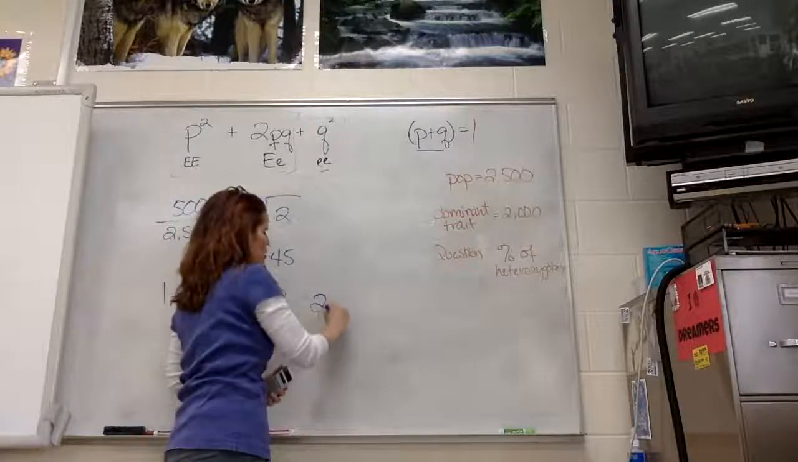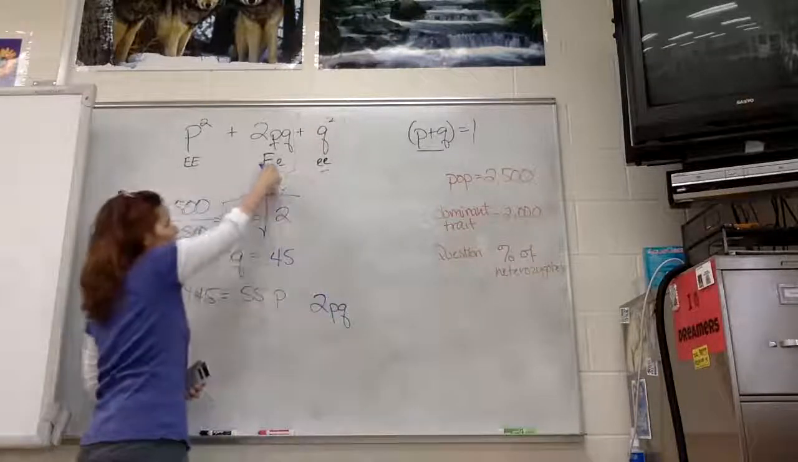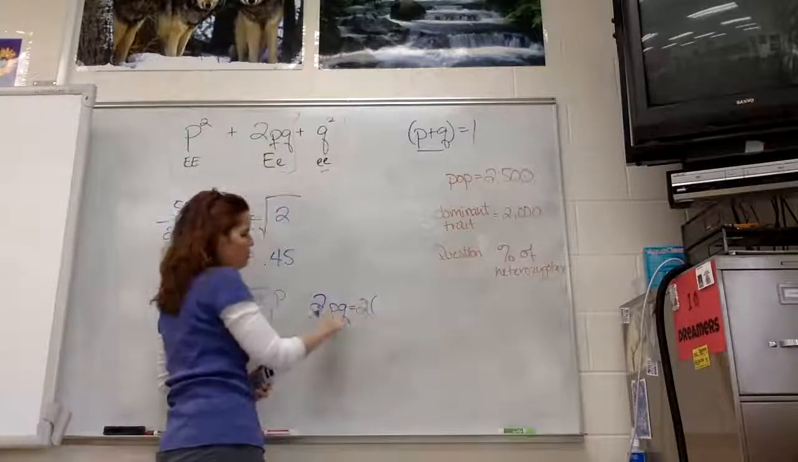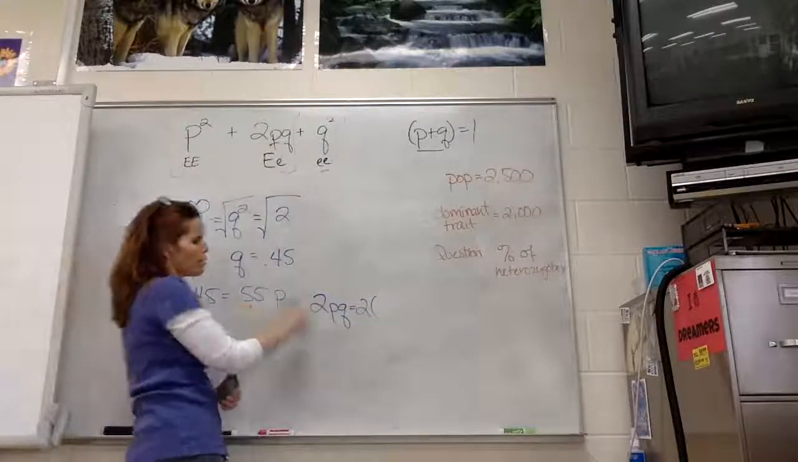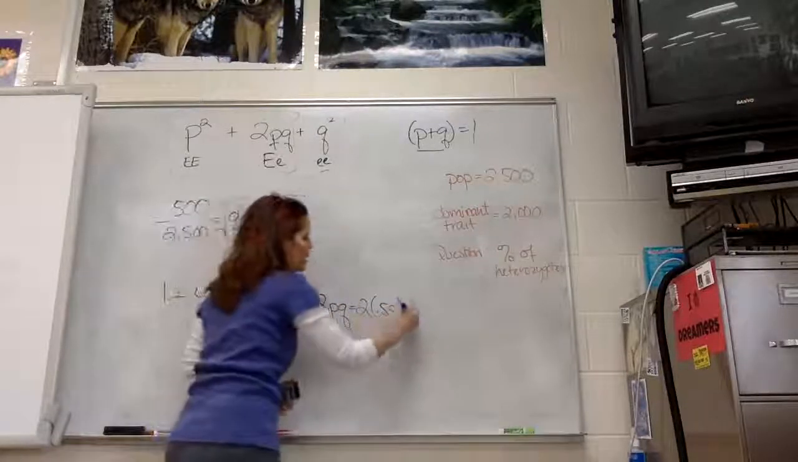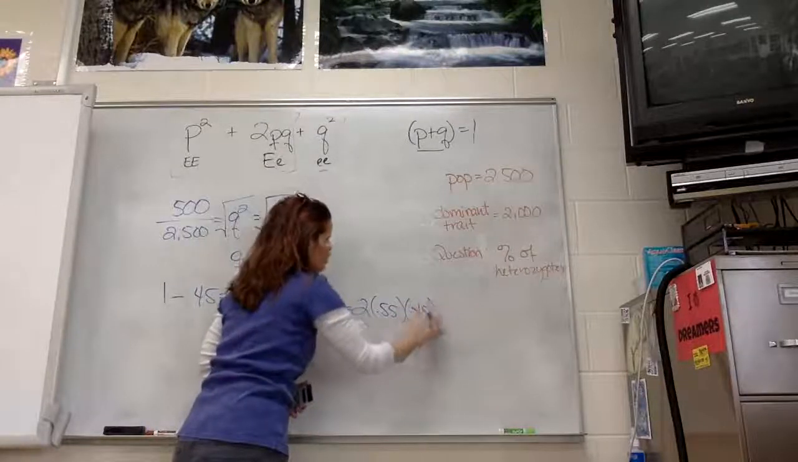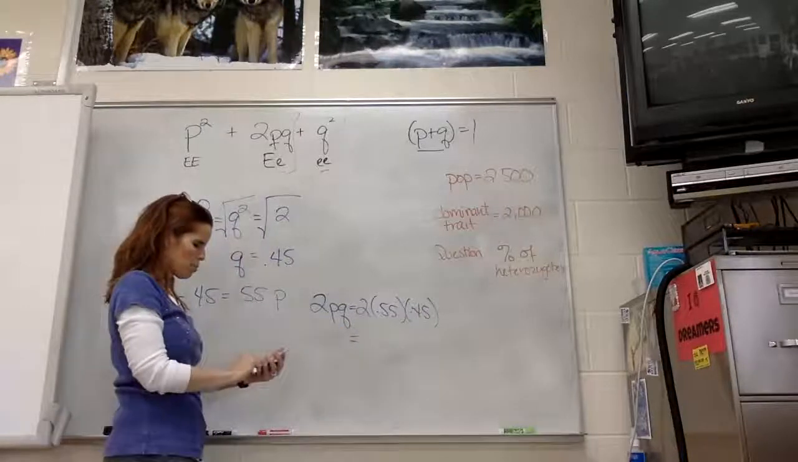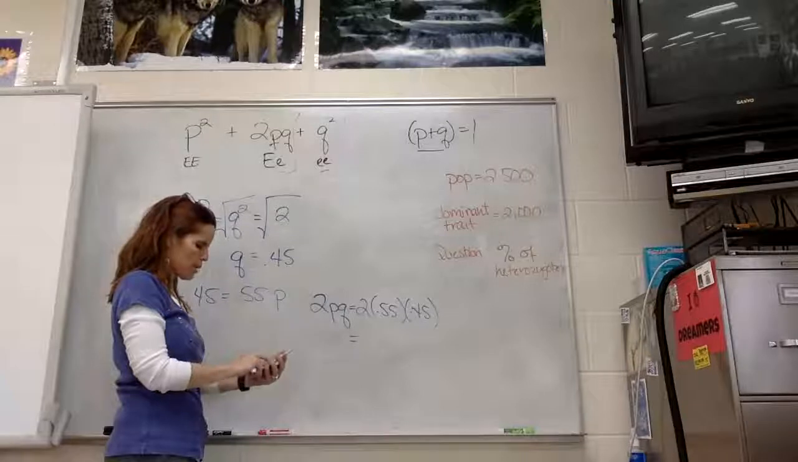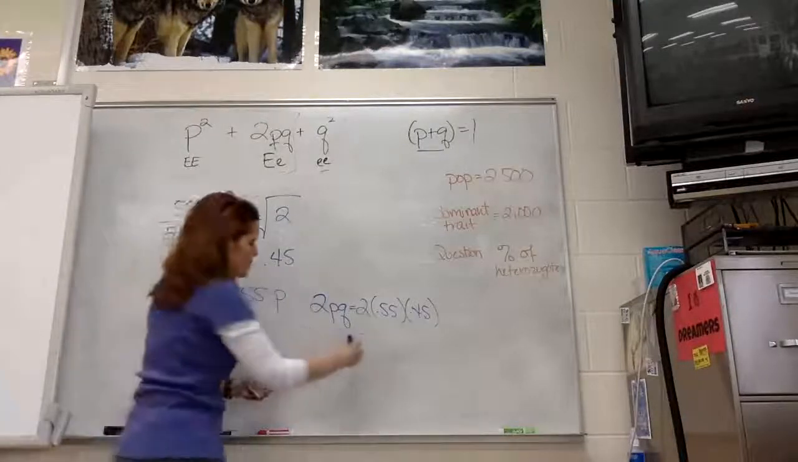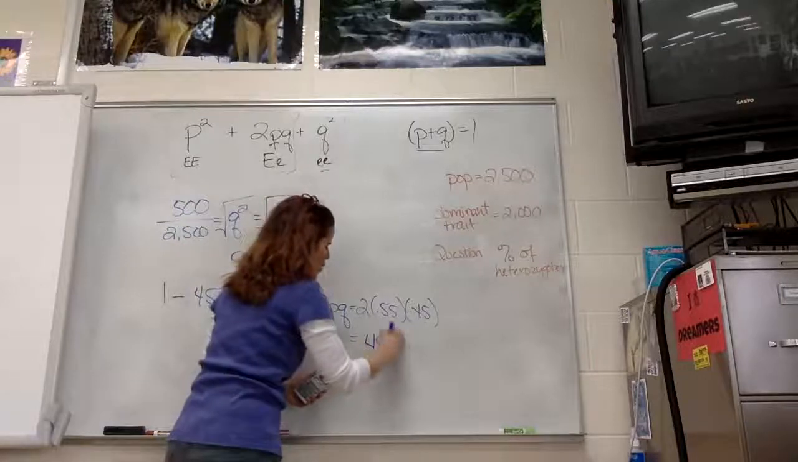So 2pq, those are the heterozygotes or the carriers. So it's 2 times p, which we said was 0.55, times q, which we said was 0.45. I don't remember the answer off the top of my head, so I'm going to do 0.45 times 0.55 times 2 equals, and the answer is 0.495.